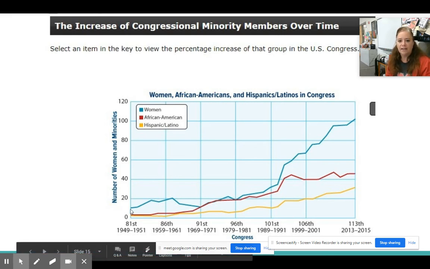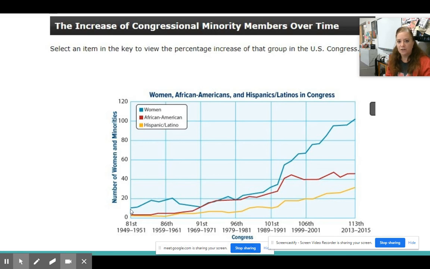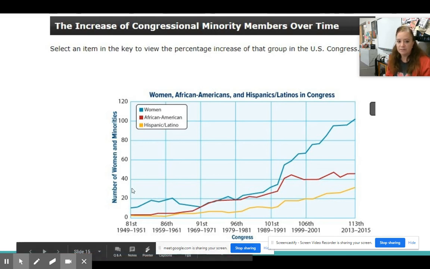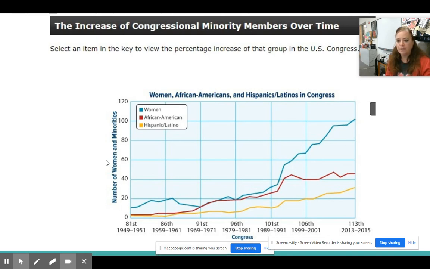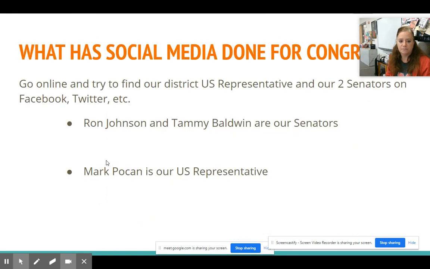So know that things change, and I know for those of you that are thinking about voting and you think it's important that there are people of color and minorities and women in Congress, then go out and vote for them if they, you know, they follow your political views.